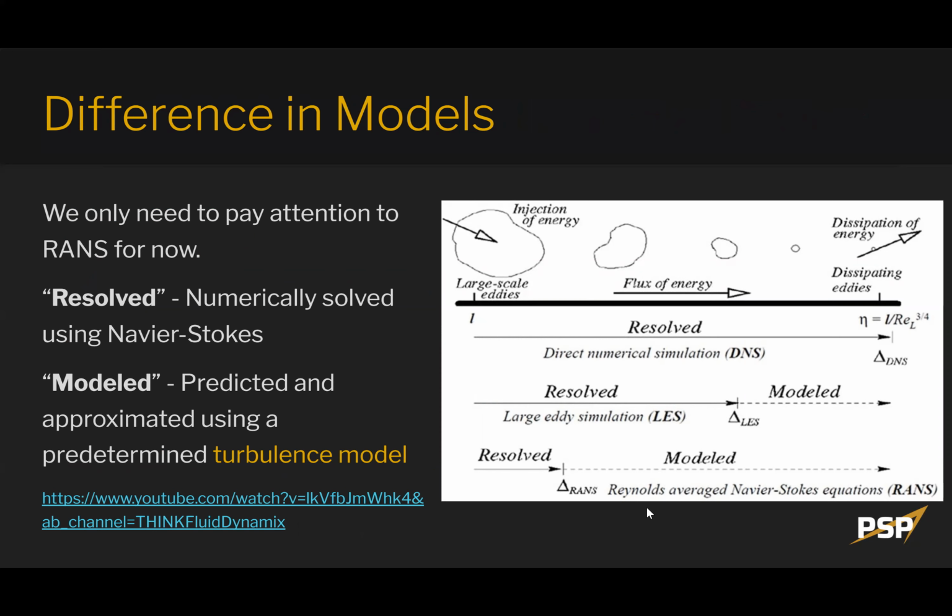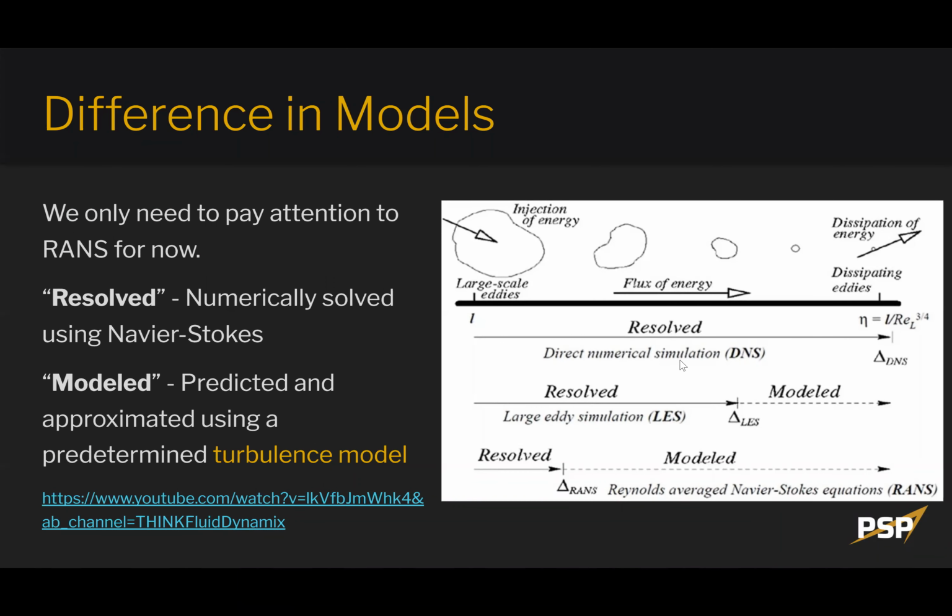And we'll be using RANS. So we only really need to pay attention to RANS. You can see that RANS solves for the injection of energy, so the start of the beginning of all energies, making sure that there's conservation of energy, and it models the rest of the dissipation. So the turbulence, how that energy is dissipated into the air.